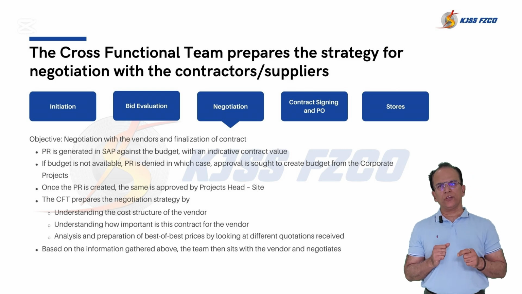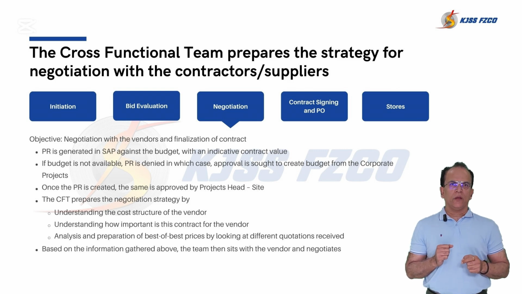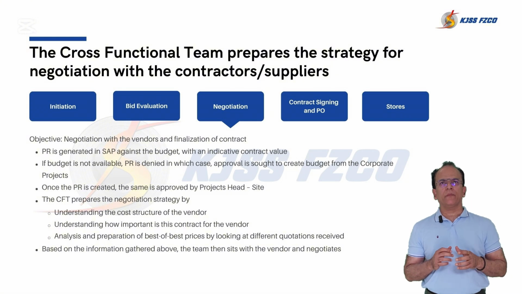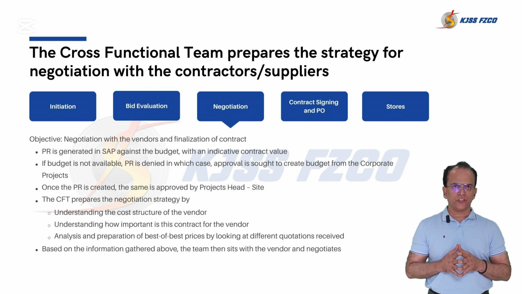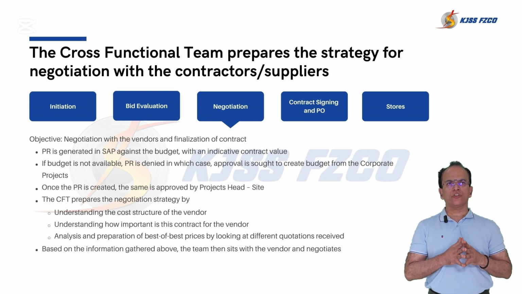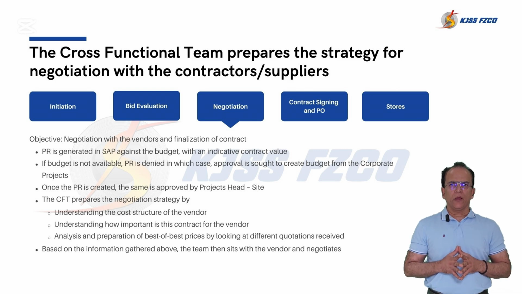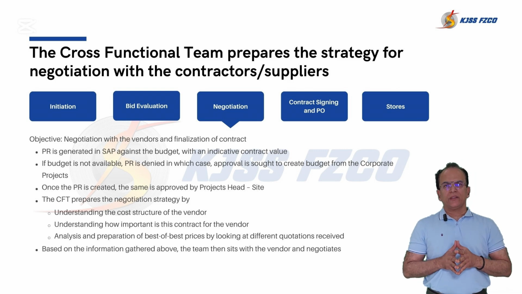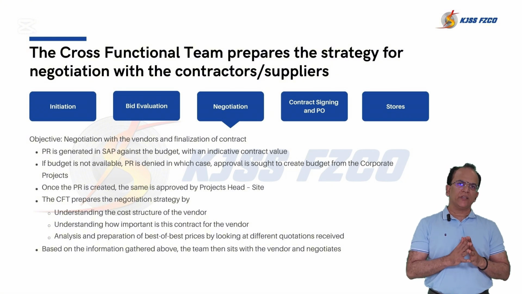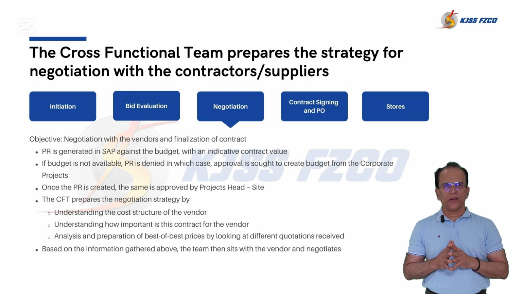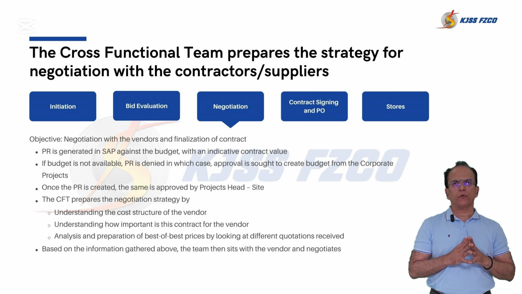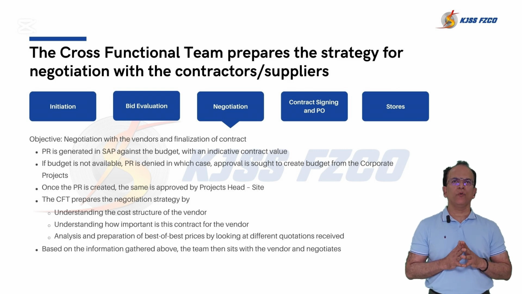In this case, you need to take budget approval. Budget approvals are usually taken from the corporate project or finance team or portfolio manager or managing director or chairman, depending upon the distribution of financial powers, DOFP, of the organization. Once the budget is given, then budget is allocated against the PR, then you get an approved PR. Once PR is created, it must be approved by the project head site before moving ahead.